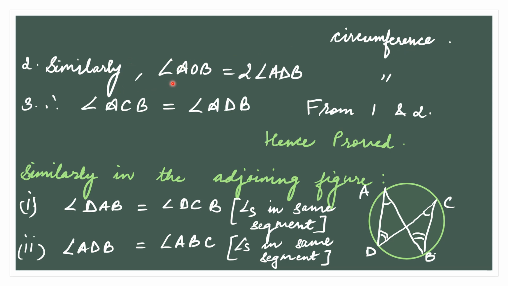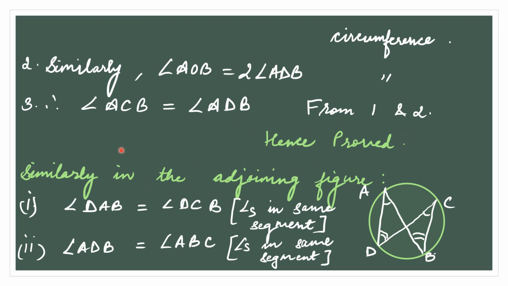Similarly, angle AOB is equal to 2 times angle ADB. Okay, angle AOB is also 2 times ADB. Therefore angle ACB is equal to ADB, because AOB is also 2 times ADB and 2 times ACB. Therefore ACB is equal to ADB from 1 and 2. Hence proved. Okay, understood, children?